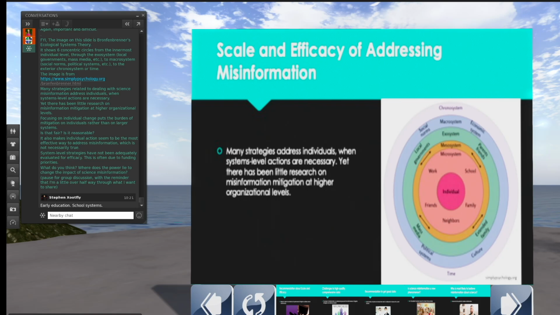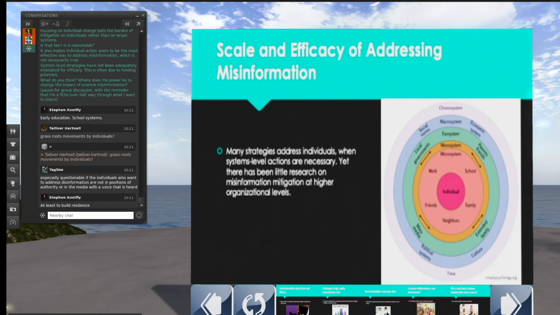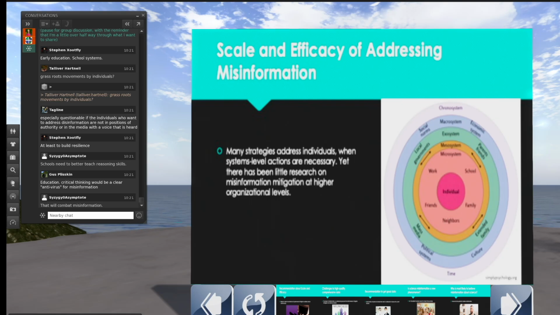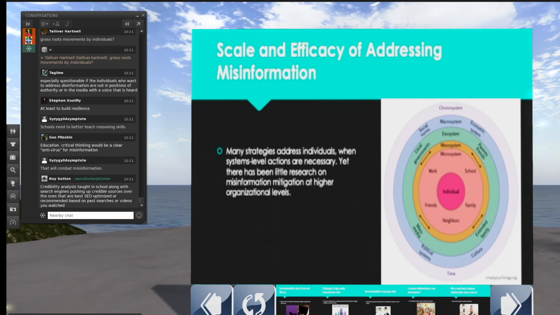Stephen says early education and the school systems have the power to impact misinformation. Taliver says grassroots movements by individuals. Tagline says that's questionable if the individuals who want to address disinformation are not in positions of authority or in the media with a voice that is heard. Stephen says at least to build resilience. Suji says schools need to better teach reasoning skills. Gus says education. Critical thinking would be a clear antivirus for misinformation. Syzygy says that will combat misinformation.